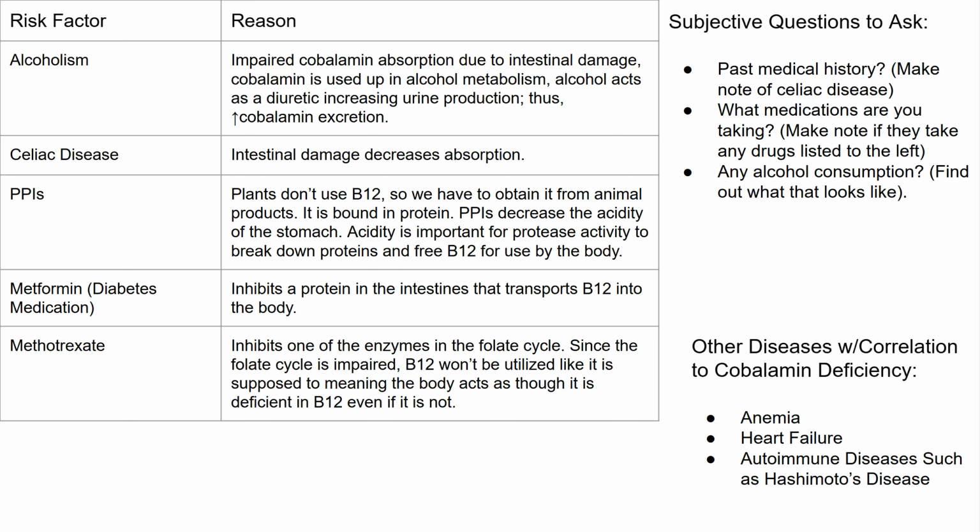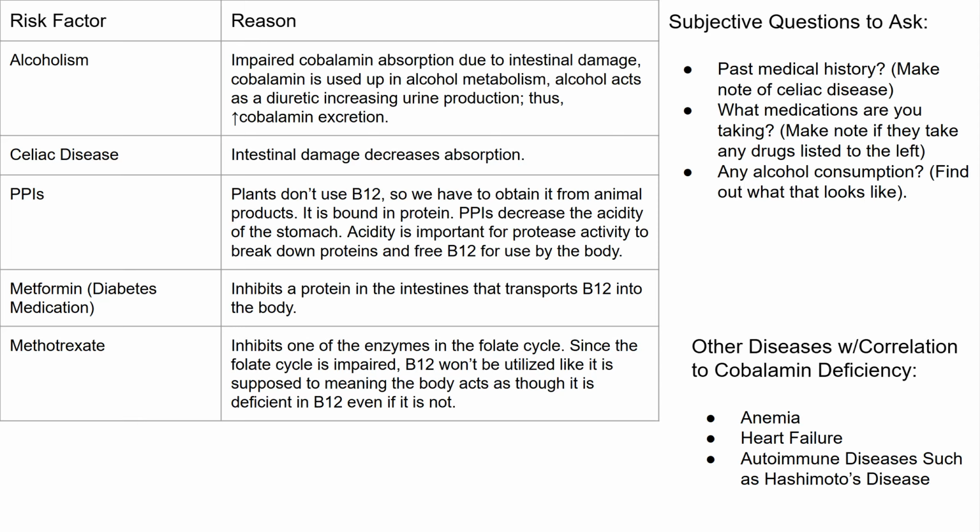As far as drugs go, PPIs can decrease protein breakdown, and since B12 is bound in animal protein due to it only being found in animal proteins, PPIs can be a risk factor for deficiency. Metformin, a diabetes medication, inhibits a protein in the intestines that transports B12 into the body. Methotrexate, a chemotherapy drug, inhibits one of the enzymes in the folate cycle, which can functionally cause B12 not to be able to do its job for the folate cycle.